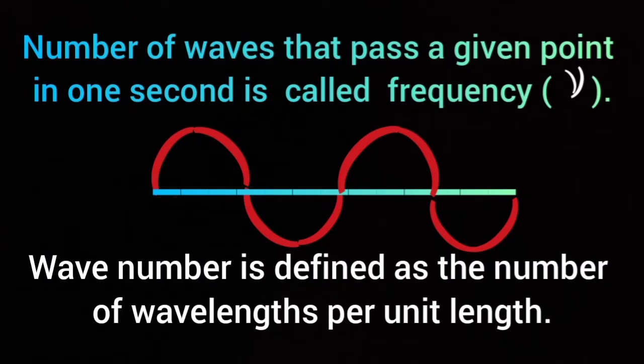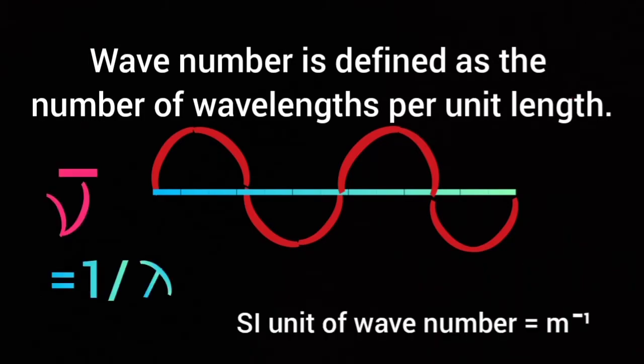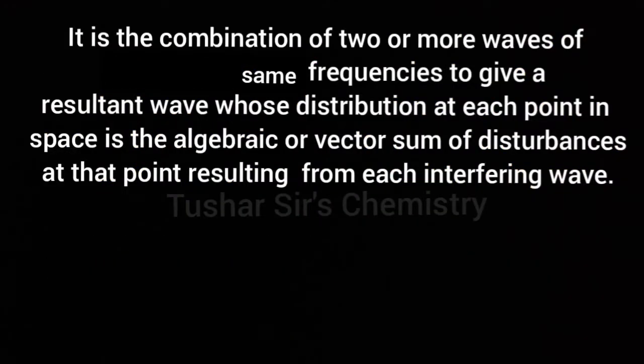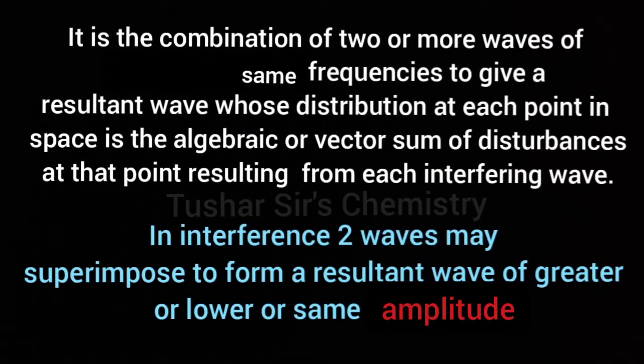Wave number is defined as the number of wavelengths per unit length. Nu bar is equal to 1 by lambda. Interference can be shown by light wave, radio wave, micro wave, etc.